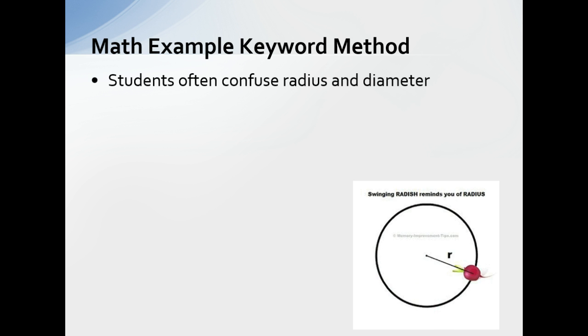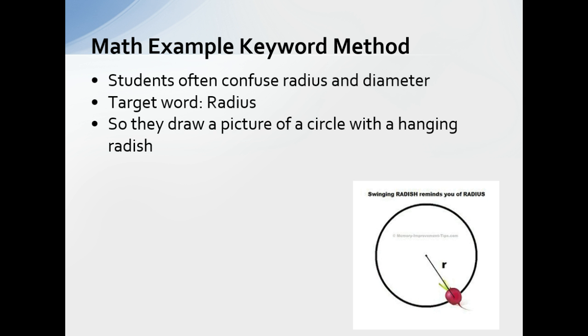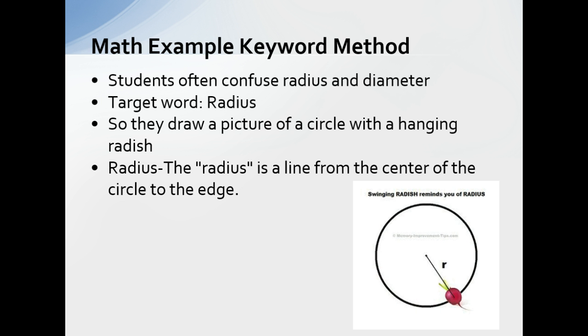For instance, students often confuse radius and diameter. The target word here is radius, that's the vocabulary word. The student draws a picture of a circle with a hanging radish. The radius, just so we all know, is a line from the center of the circle to the edge. And this is confusing for students. Although this picture seems silly, you probably won't confuse radius with diameter anymore.